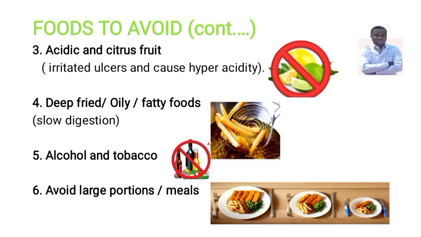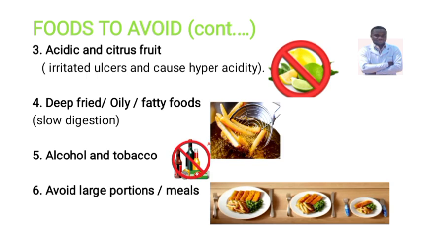But also we have acidic and citrus fruit. The acidic and citrus fruit irritate an ulcer for some individuals and cause hyperacidity. For some individuals it increases acid production. Therefore, patients having PUD have to avoid acidic and citrus fruit.